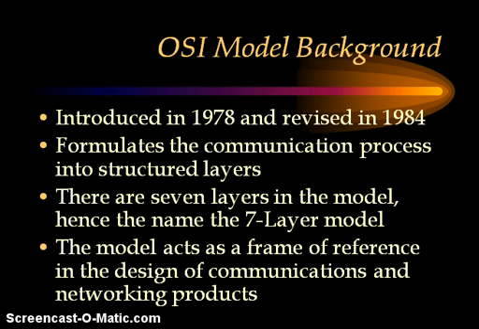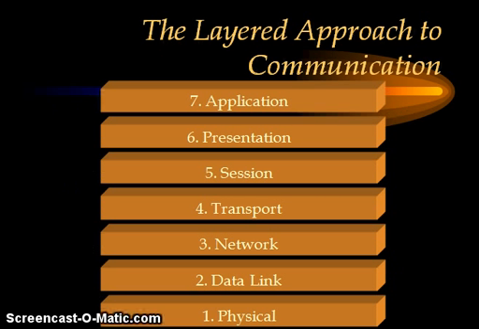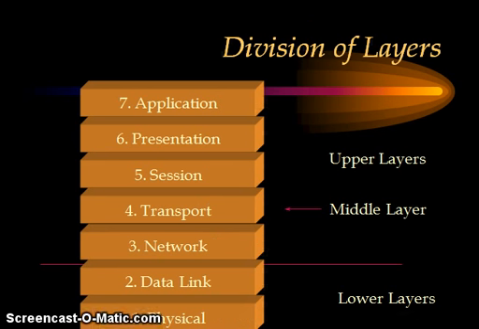There are several layers in the model, hence the name the 7-layer model. The model acts as a frame of reference in the design of communications and networking protocols. Let's see the different 7 layers of the OSI reference model. We have the very basic layer, the one that deals with the physical components, which is the physical layer. Then comes our data link layer, network layer, transport layer, session layer, presentation layer, and the last one is our application layer.